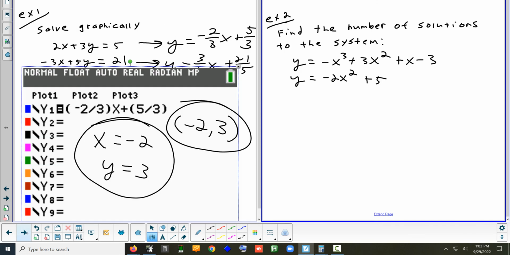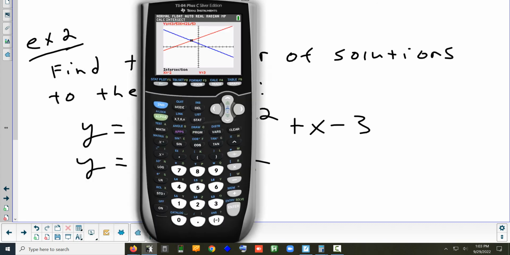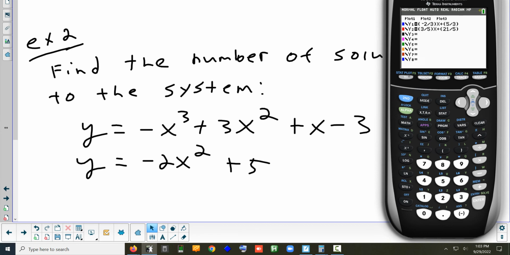Yeah. So let's try this one. So, a little different. It doesn't say to find the solutions at all. It just says how many. Is there anything we need to do to get that ready to type in? Nope. Y is already by itself. Just type it in. So -x cubed plus 3x squared plus x minus 3. And the y2, -2x squared plus 5.